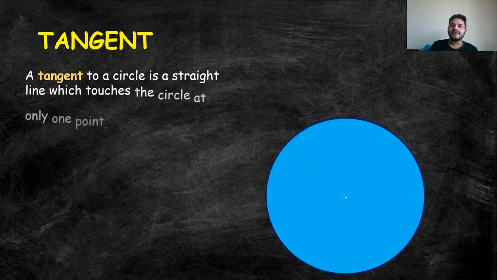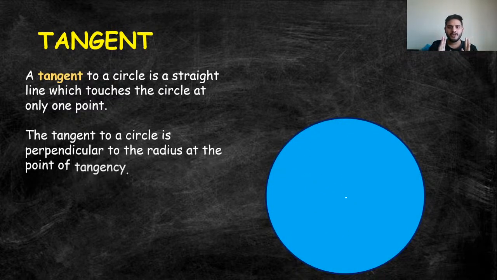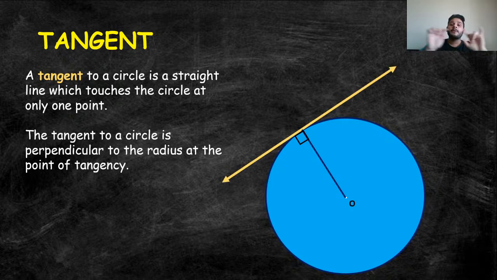The most important thing, tangent. Now all the theorems with respect to grade 10 will revolve around the word tangent. So please understand the importance of this particular family member of circles. A tangent to a circle is a straight line which touches the circle at only one point. As you see in the diagram, we have a circle with the center O. There is a radius and there's one line touching only the end of the circle, that too at only one point.